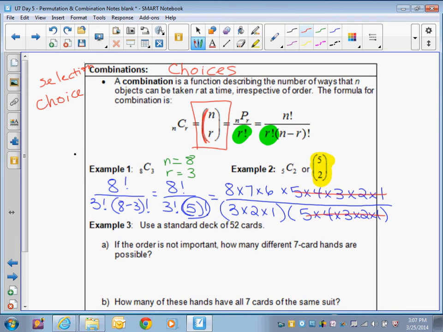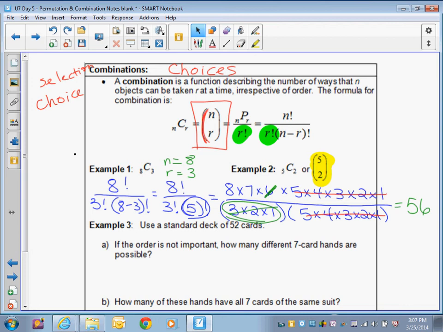Well, 5 times 4 times 3 times 2 times 1. And then we also see this 3 times 2 times 1. Well, that equals 6, so I can cancel that out with this 6 up here. And I'm just left with 8 times 7, which is 56. So it's a much smaller number than permutation since order doesn't matter. So in example 1, if we have 8 options and we're choosing 3, we would get 56 possible choices.